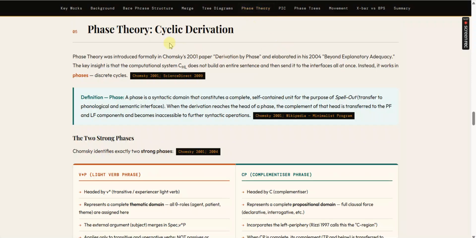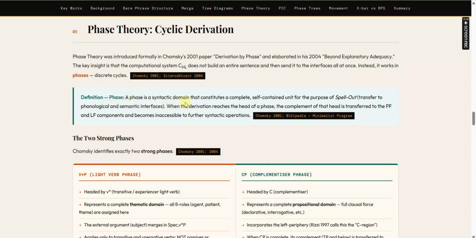Then moving on to phase theory. Phase theory was introduced by Chomsky in his work Derivation by Phase and elaborated in another work in 2004, Beyond Explanatory Adequacy. The key insight is that the computational system does not build an entire sentence and then send it to the interface all at once. Instead, it works in phases.